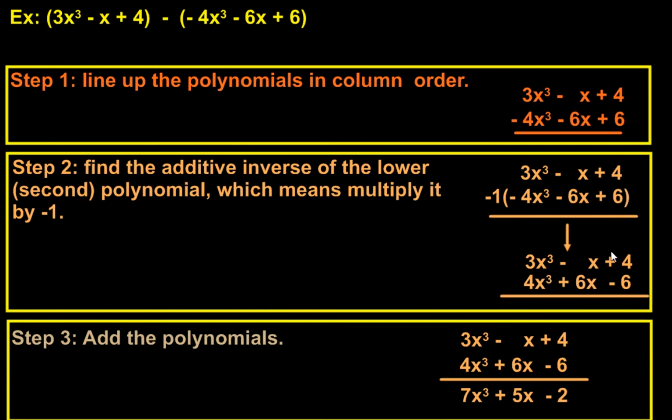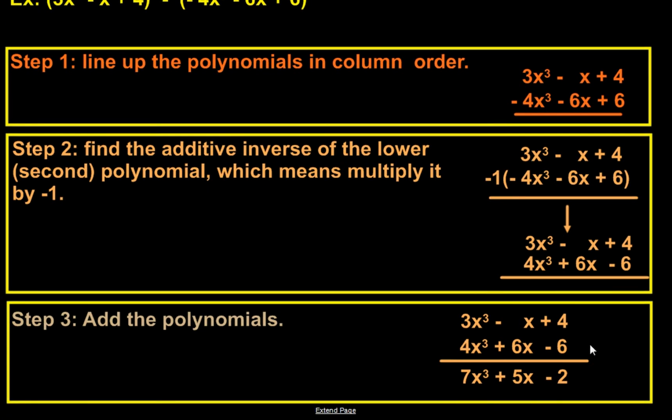Now that I've changed the signs, I can look at this as an addition problem. And now I can add these polynomials. So my x to the third powers, 4 plus 3 is 7. My x's, I have a negative 1 and a positive 6. So that's going to give me positive 5x. And a positive 4 minus 6 is going to give me negative 2.